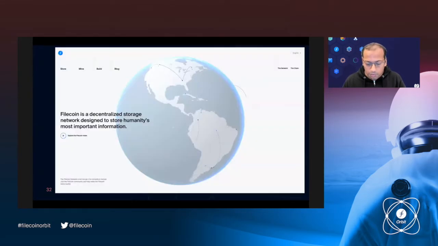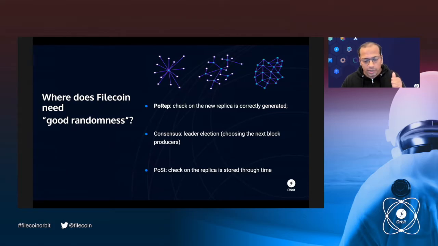Very quickly, I want to talk about Filecoin. I'm not going to go into a lot of detail about Filecoin because this event has plenty of other opportunities for you to learn about it. But where does Filecoin need randomness? Filecoin has multiple different requirements for randomness. It's actually a lot of different requirements, some of which I mentioned on this slide here.